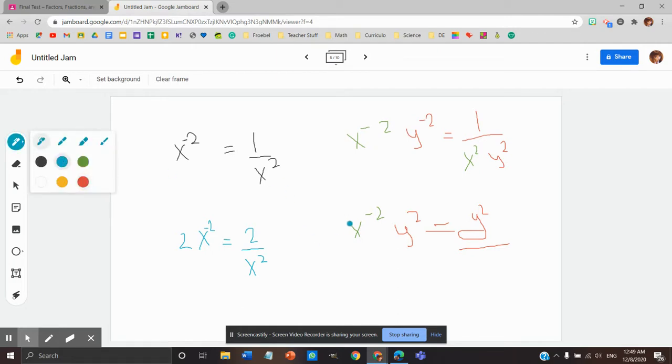And my x to the negative second power, I can just put this in the bottom of my fraction and turn it into a positive. And that's all I really had to do.